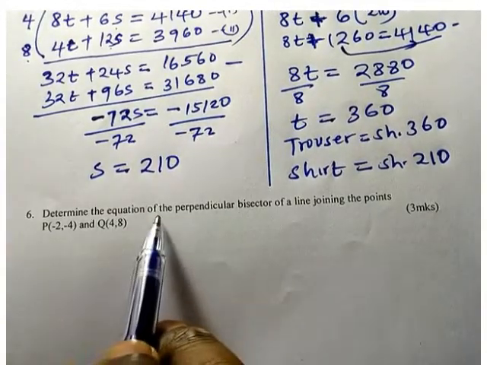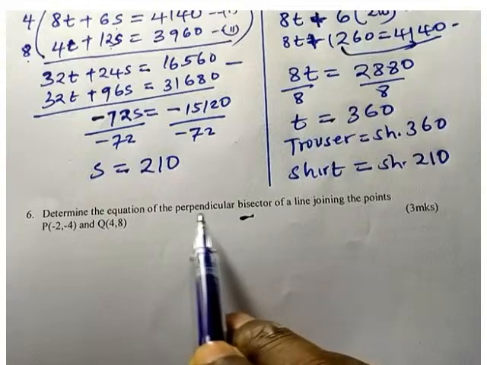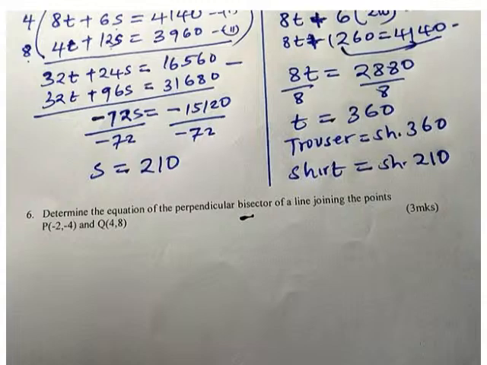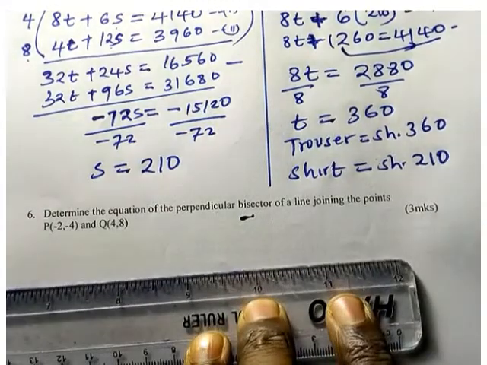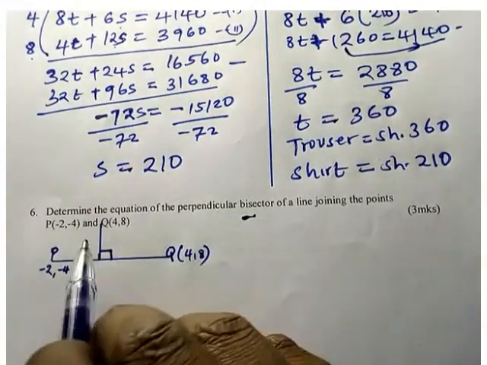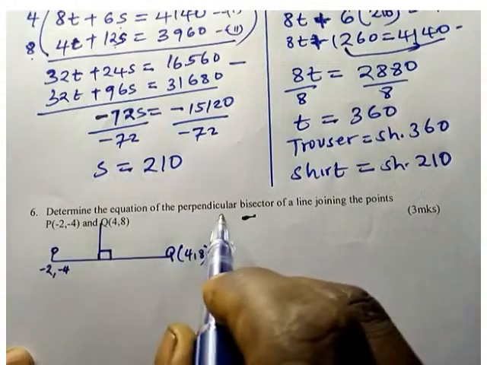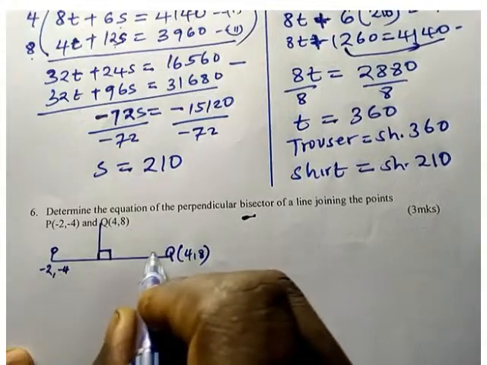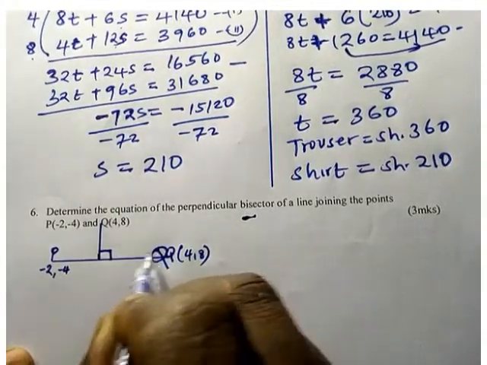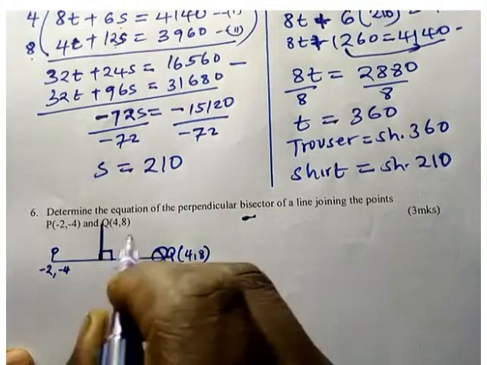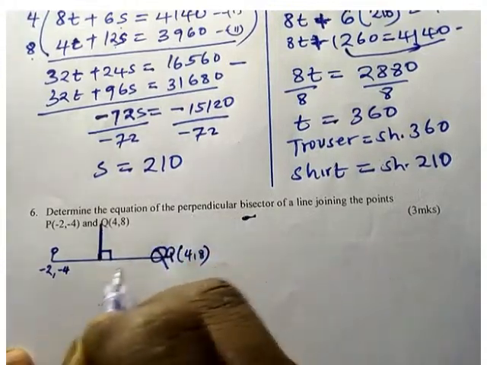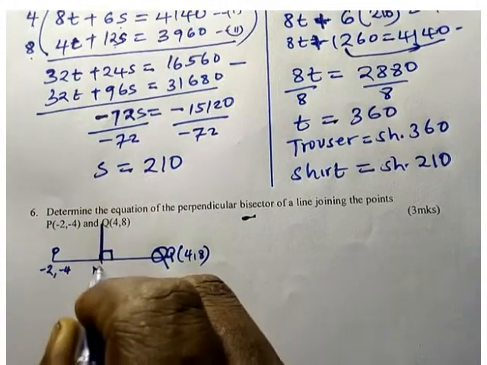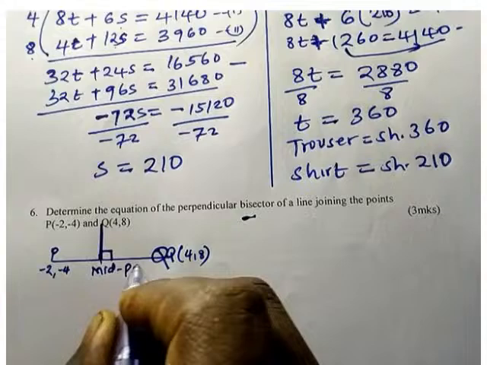Determine the equation of the perpendicular bisector of a line joining the 2 points P and Q. So we have 2 points. Let me draw them. When we are drawing a perpendicular bisector, remember it cuts the line PQ at the center. It is a perpendicular line which bisects the line into 2. So these 2 give us the midpoint.